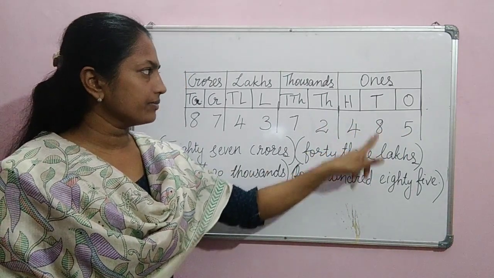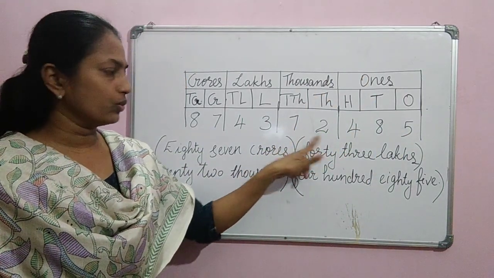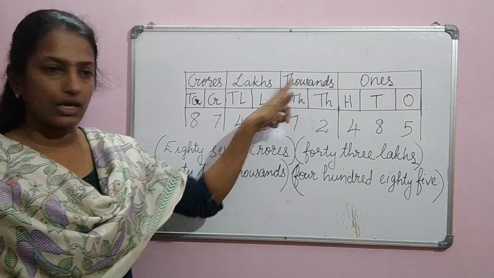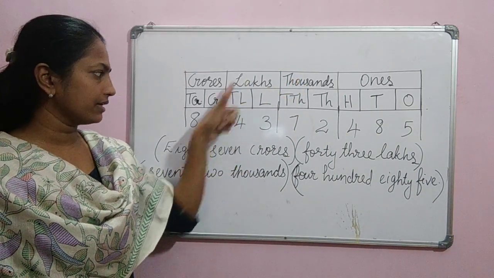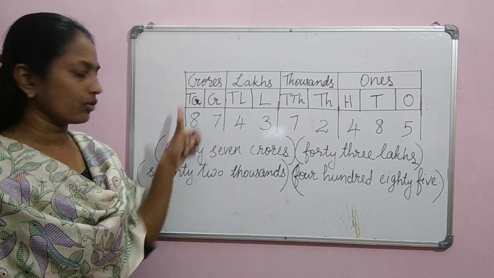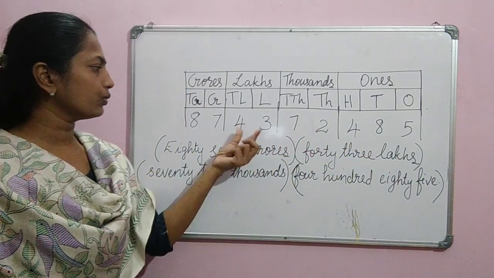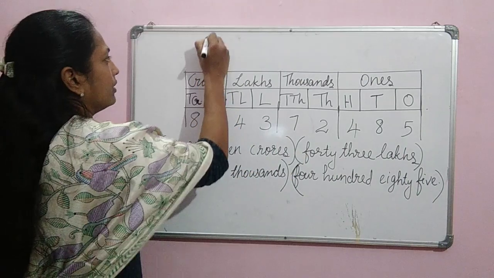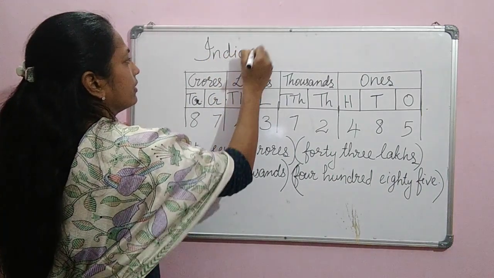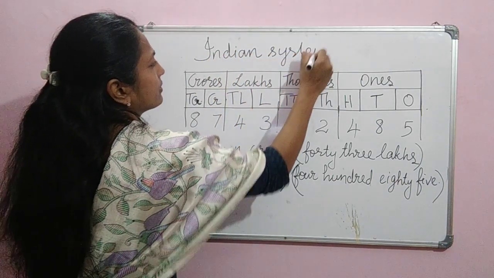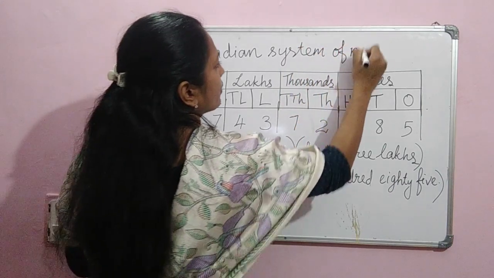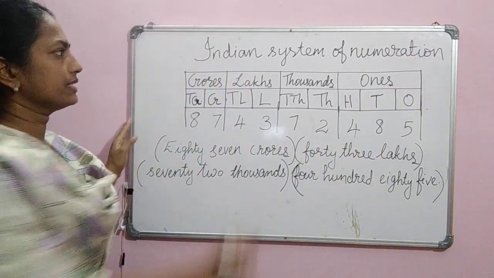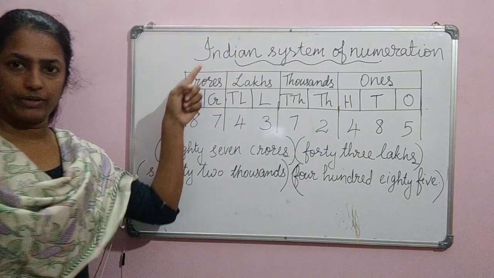So once again, 485, 3 digits, comes in ones group. 72 thousands, that means 72, 2 digits, comes in thousands group. 43 lakhs, 2 digits. 87 crores, 2 digits. 3, 2, 2, 2. This is the sequence. And this system of numeration is called Indian system of numeration.